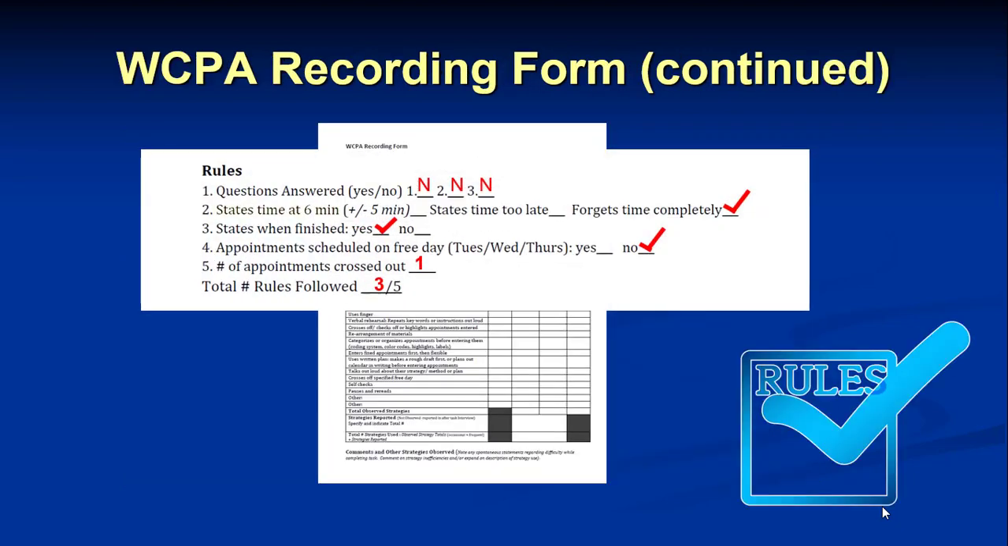During administration, the examiner observes and records adherence to all 5 rules on the recording form. The total rule score ranges from 0 to 5. In this example, the client only followed 3 out of 5 rules. They forgot to state the time, and they crossed out 1 appointment.